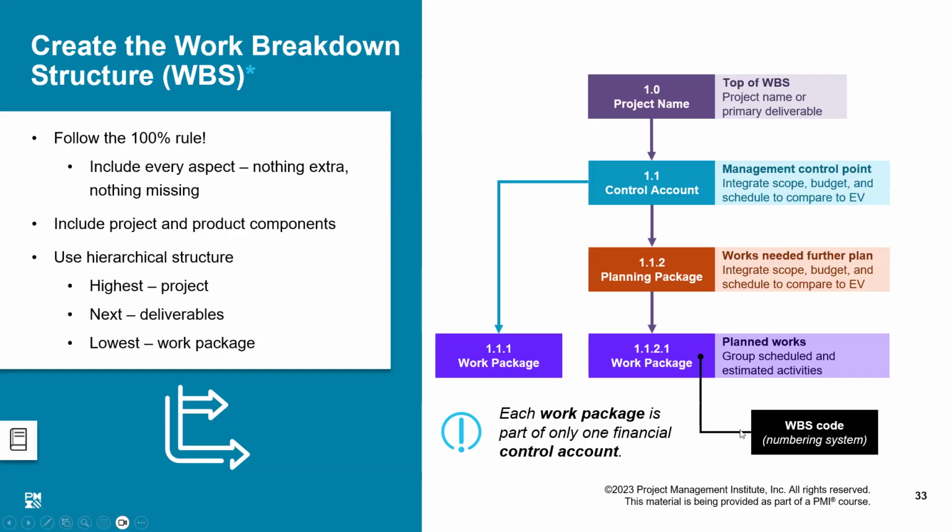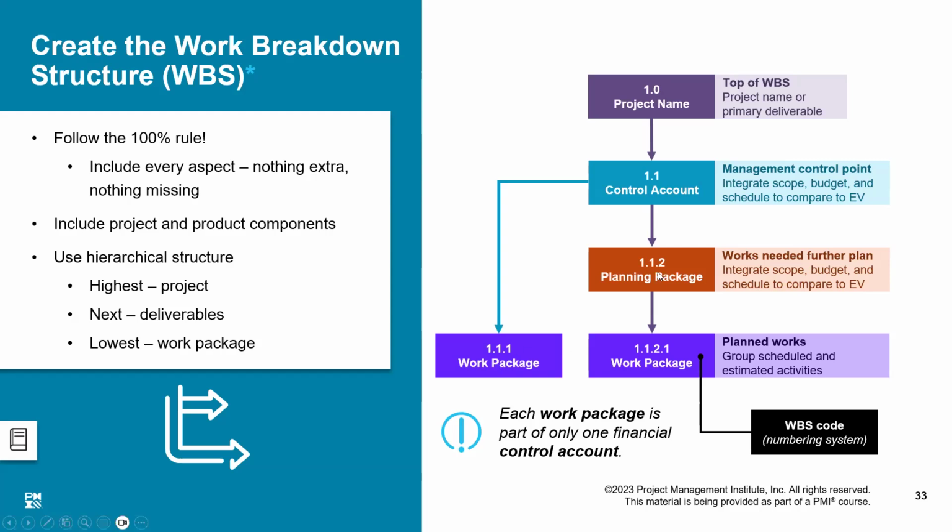Now, this is a generic mechanism of how it can be broken down. A project could be broken down into 5 control accounts: 1.1, 1.2, 1.3, 1.4, and 1.5. This control account could have some requirements that are clear, so I will straight away convert them into work packages like 1.1.1 and so on.